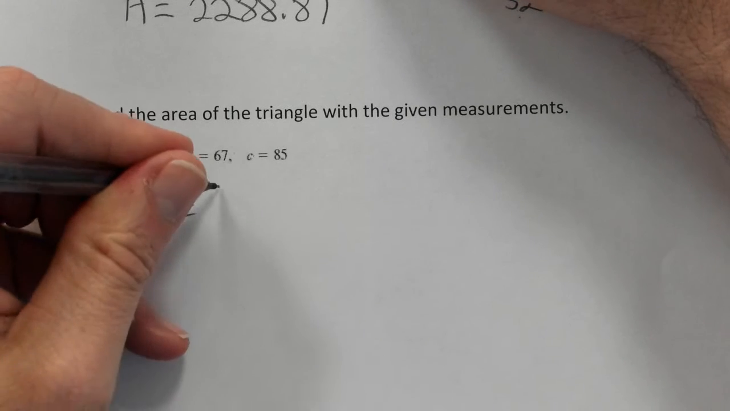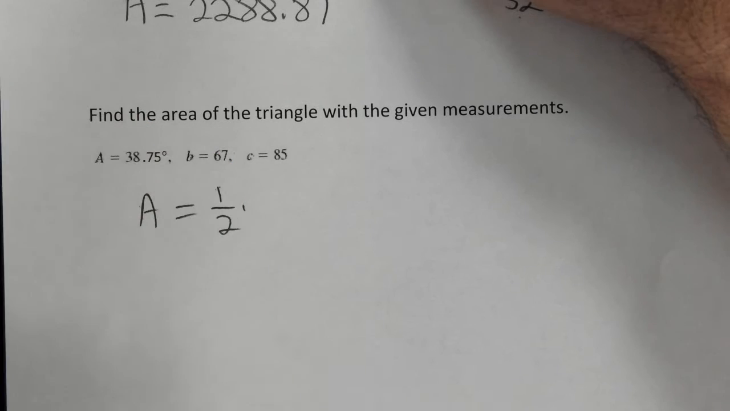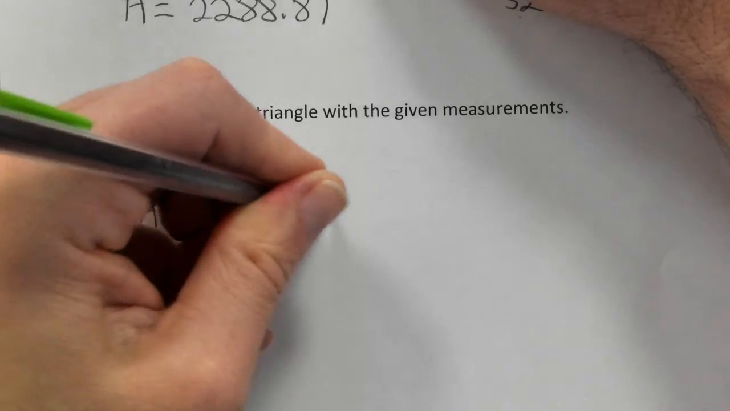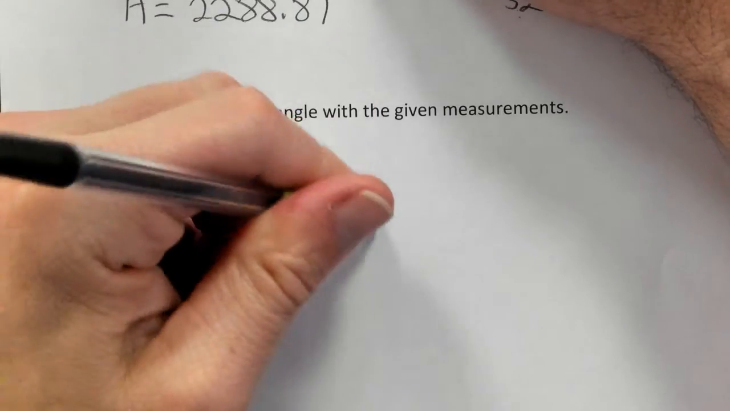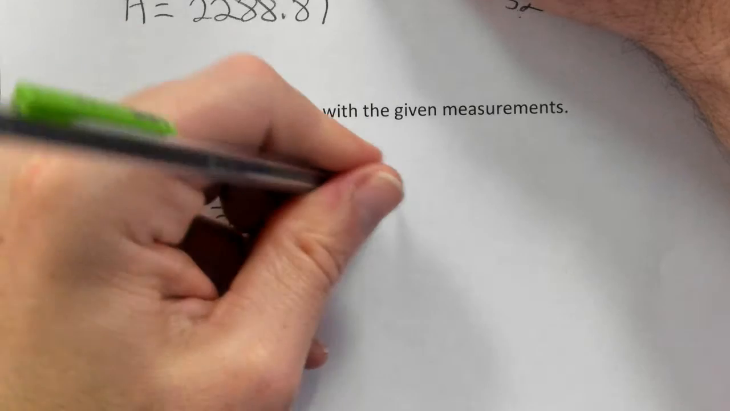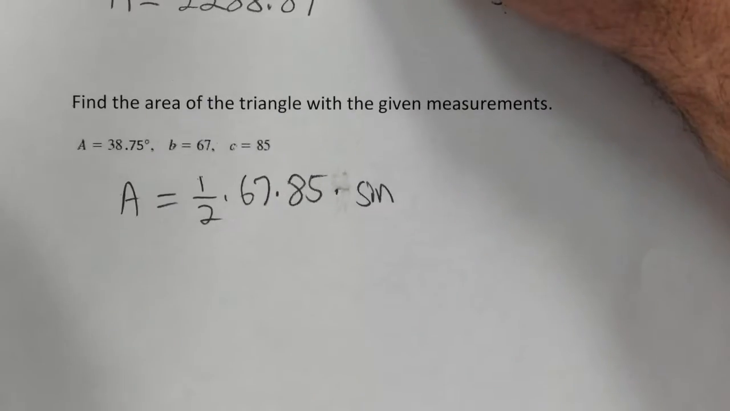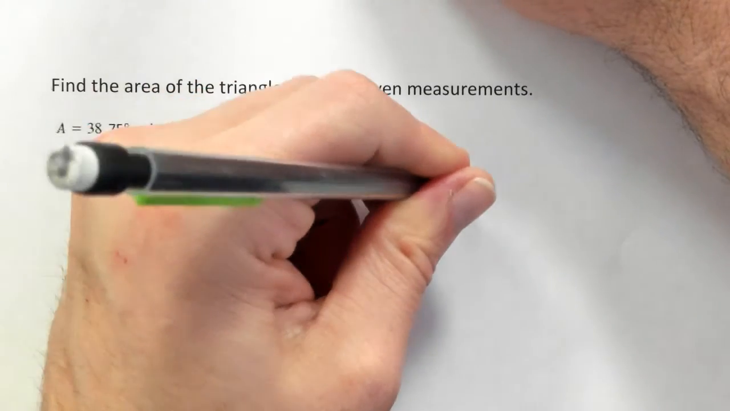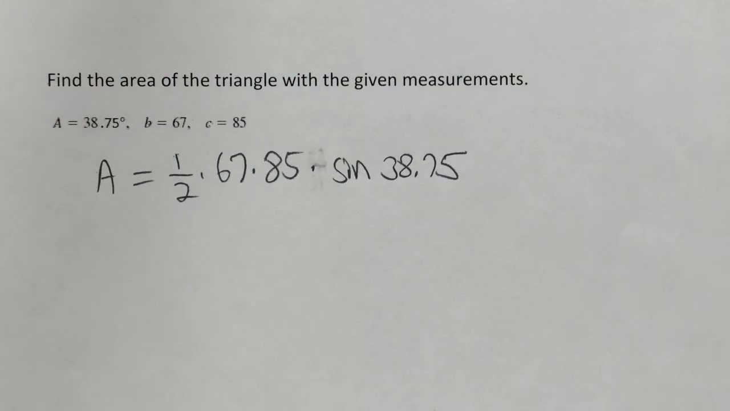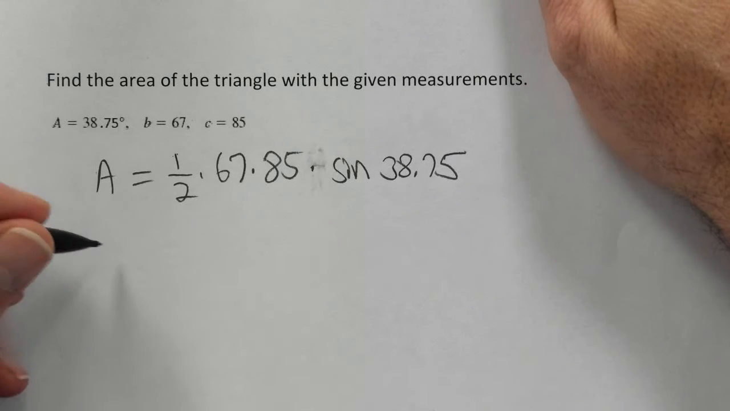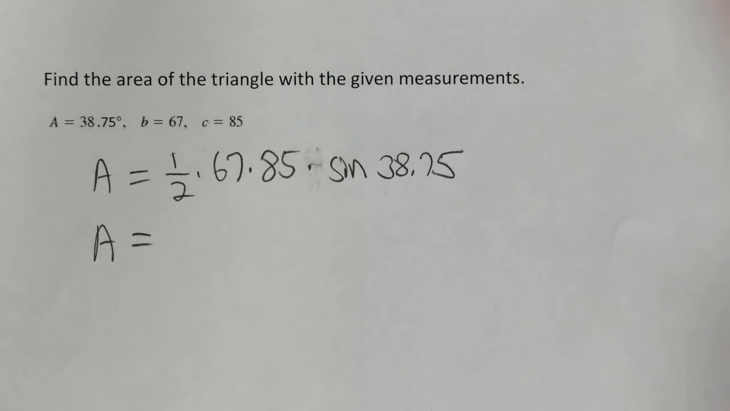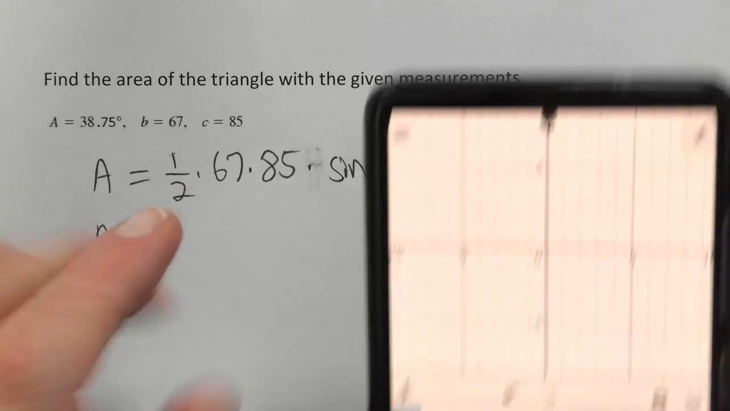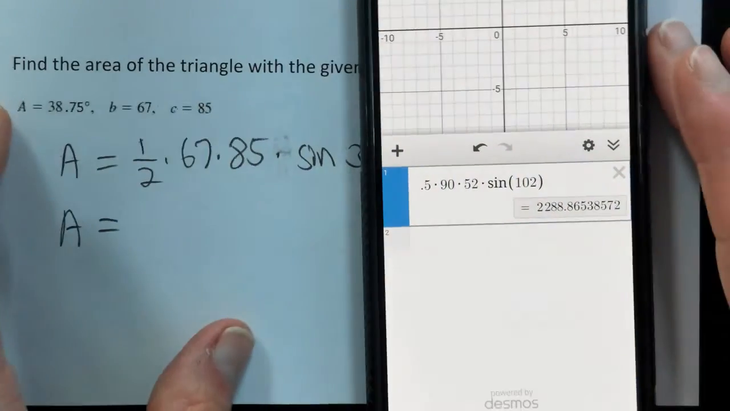So now I'll plug in: 1/2 times 67 times 85 times the sine of 38.75. We can go through and see fairly quickly what that area is going to be. Come back up here to my calculator. Let's see.